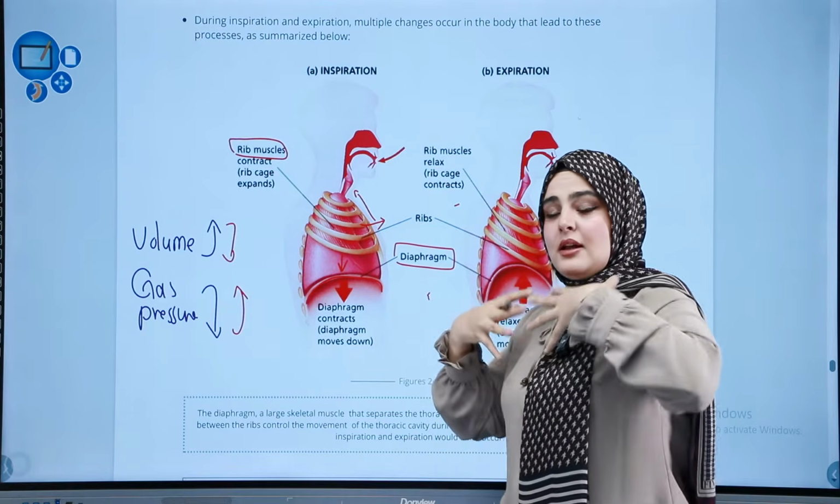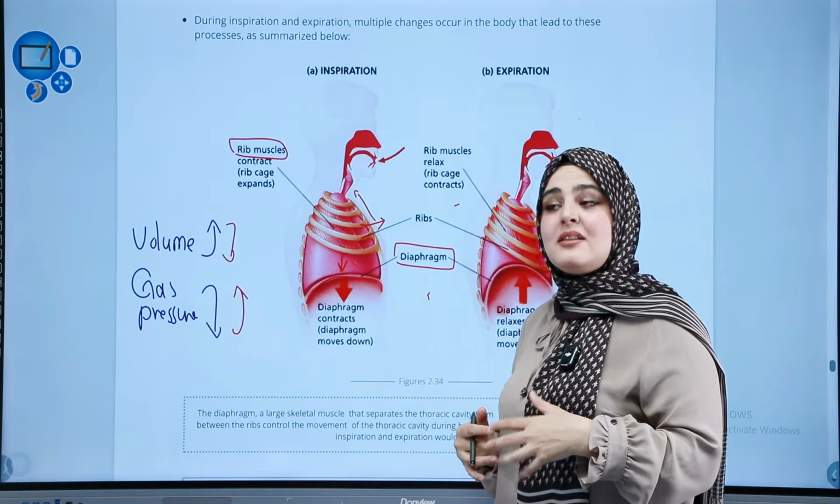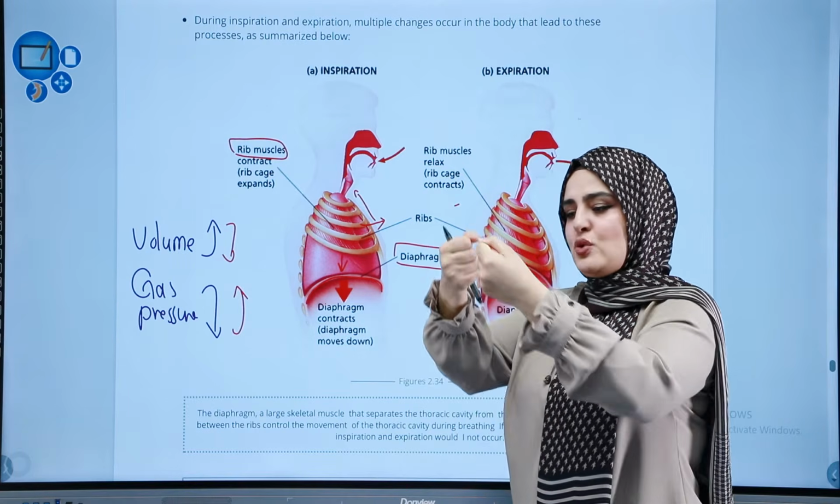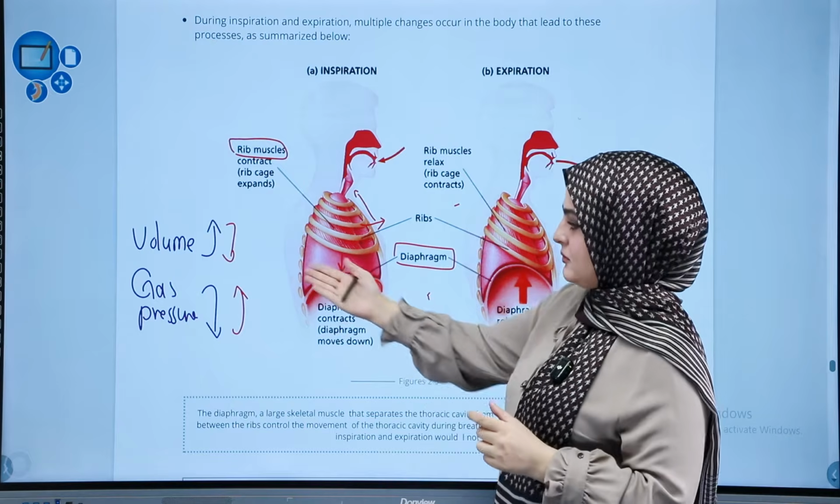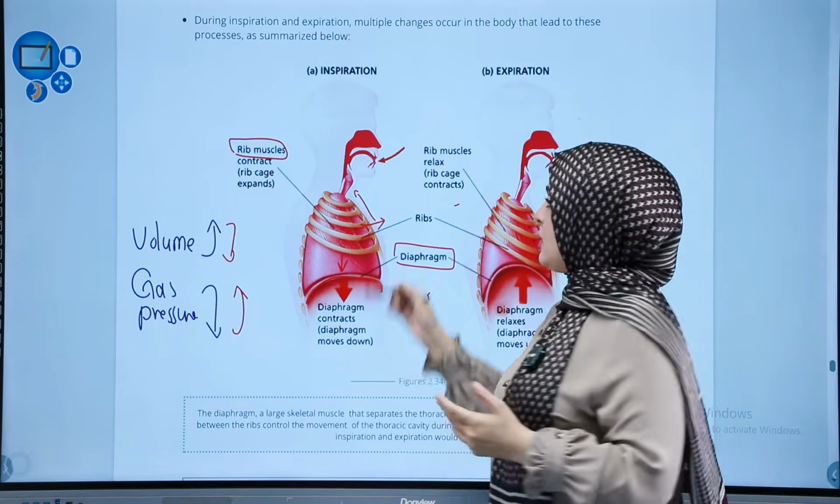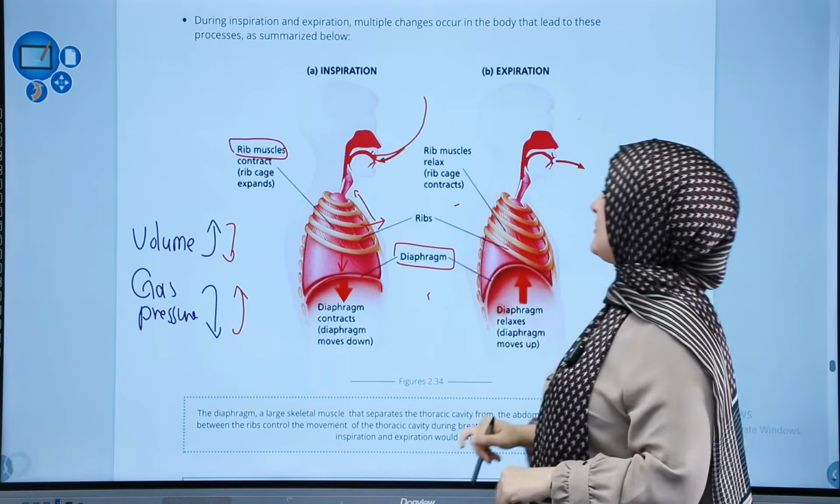This creates a bigger space within the chest cavity, making the lungs, which are elastic, expand. Once they expand, the law applies. The air naturally follows inside, and that's it.